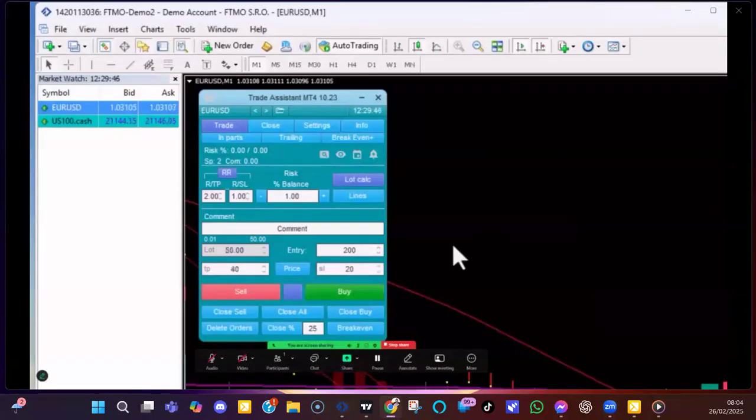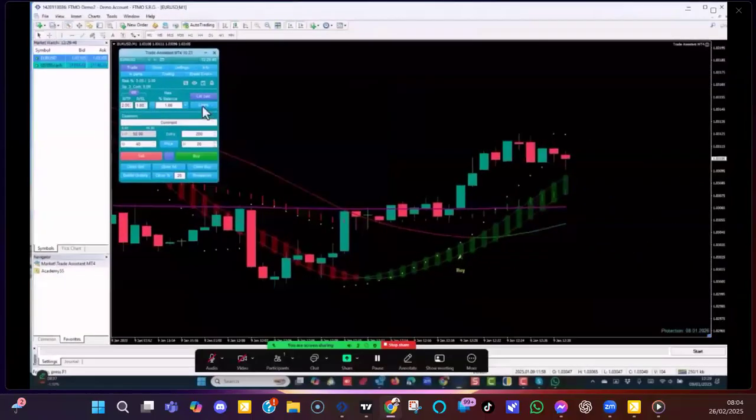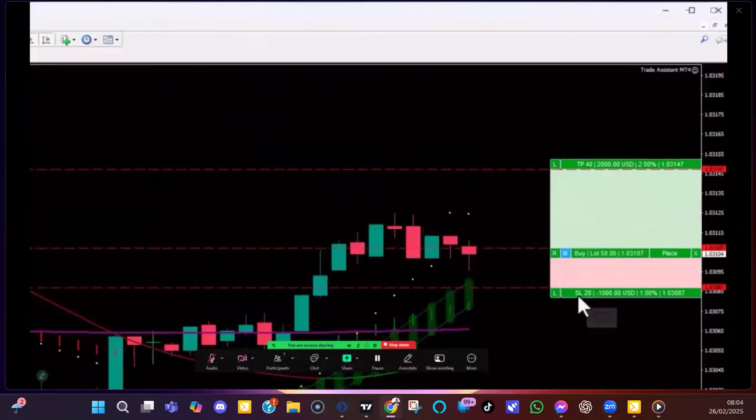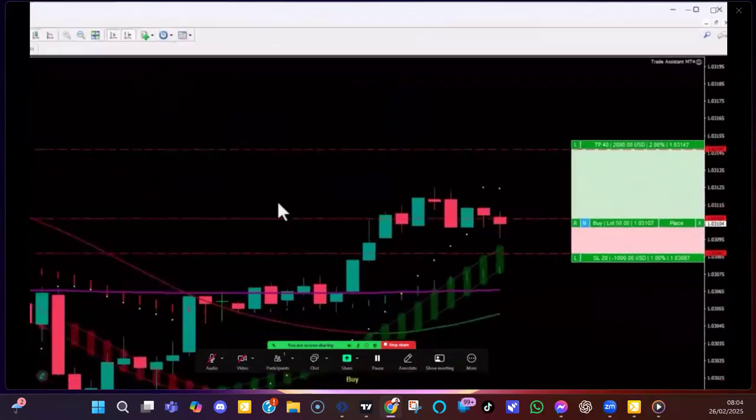We'll click off here, and now we'll just put the lines on so that you can see that is showing us 2 pips over here on the actual tool, ready to actually get involved with a trade if that's what we were going to do. But that's not what we're here for now.